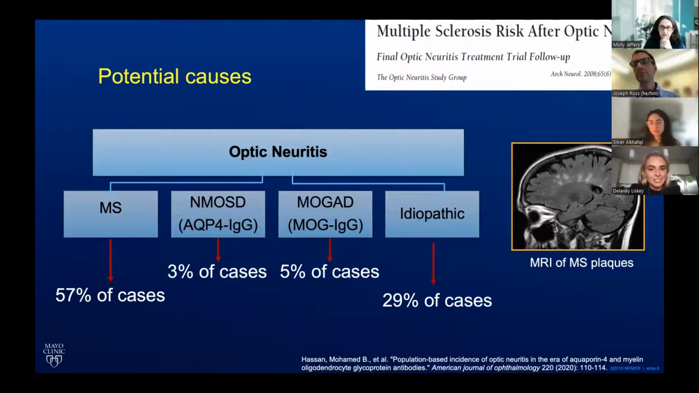However, there still remains a relatively large subgroup of patients with optic neuritis that are negative for these conditions. In fact, 29% of cases are considered idiopathic. And so this poses a particular challenge to the field of MS and optic neuritis related research due to the variability amongst cases, even within the same disease subgroup.